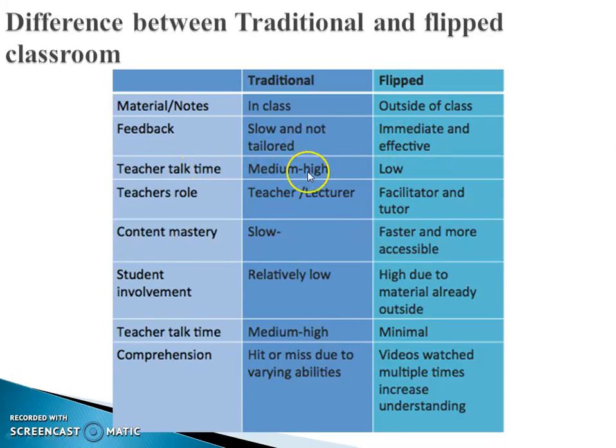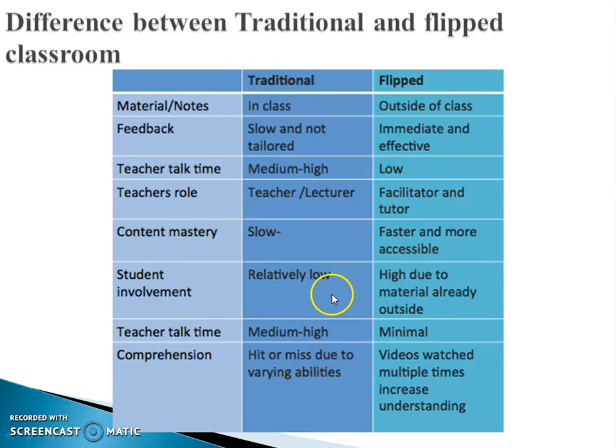Teacher talk time in traditional class is high. However, in flipped classroom, the teacher talk time is low. Teacher's role is teacher in the traditional class. In flipped class, it is facilitator and tutor. Content mastery is slow in the traditional class. In the flipped classroom, it is faster and more accessible.